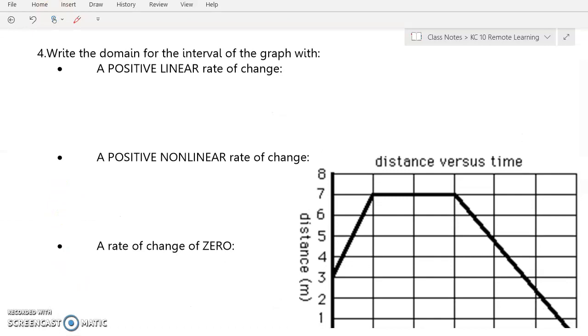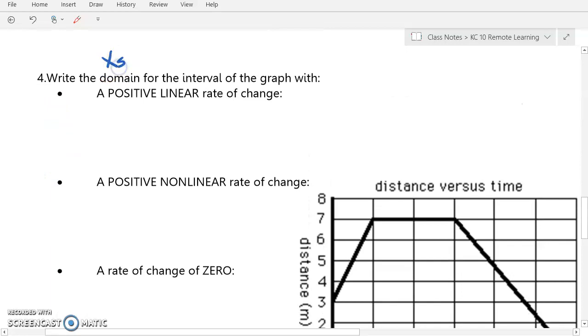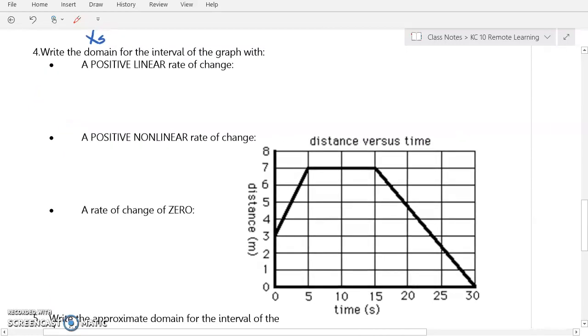Next one is write the domain for the interval of the graph with, so they're going to give you a graph. So here they're asking about the x's, the x values. So we're going to have a positive linear rate of change, which is increasing. So it's asking you where it's increasing. A negative nonlinear rate of change, which means it's decreasing. So it's asking where in this graph is it decreasing. And then a rate of change of 0. Again, that's asking us where is it constant, where is it not going up or down, staying the same.